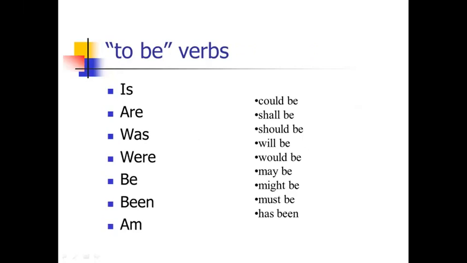And what are the to be verbs, just to remind you, in case you've forgotten? Those are is, are, was, were, be, been, and am. And sometimes the be or the been is paired with something else, like you might see could be, or shall be, or will be, or has been. But you're looking for one of those to be verbs.